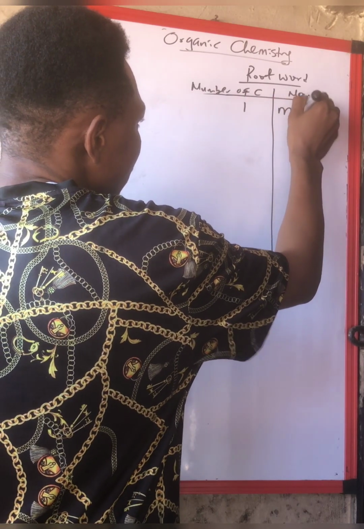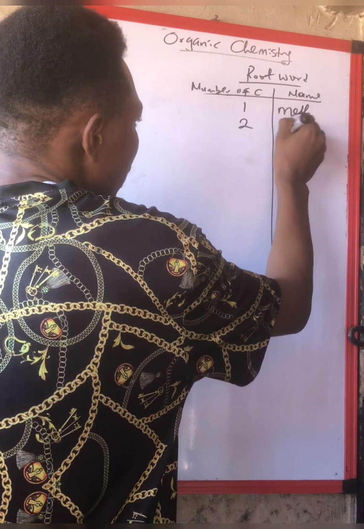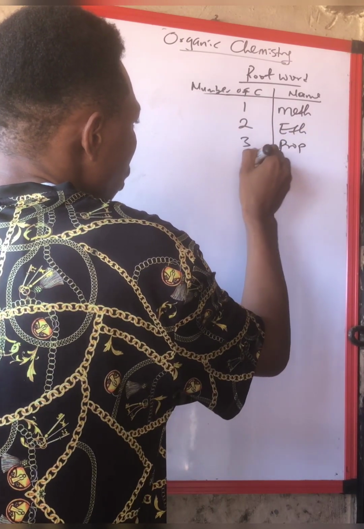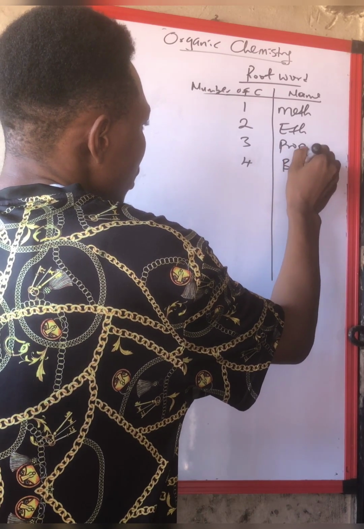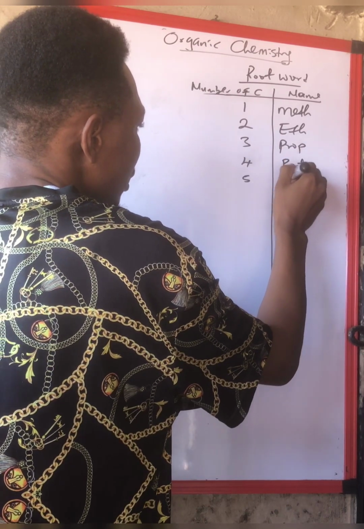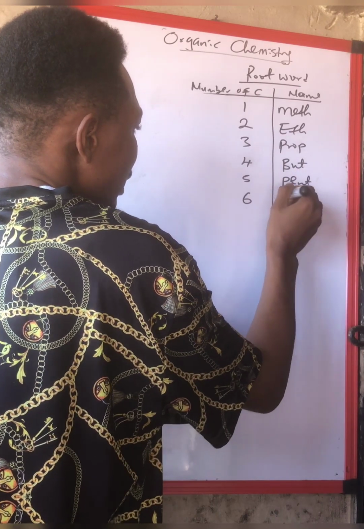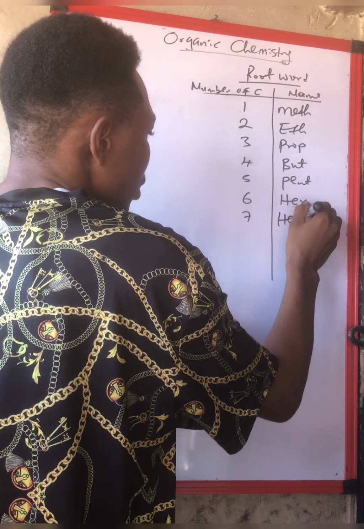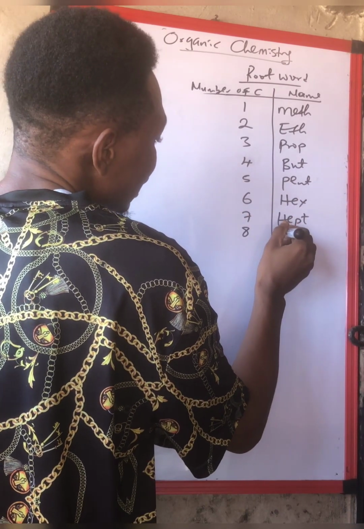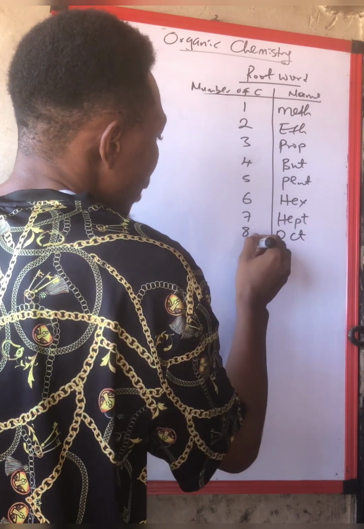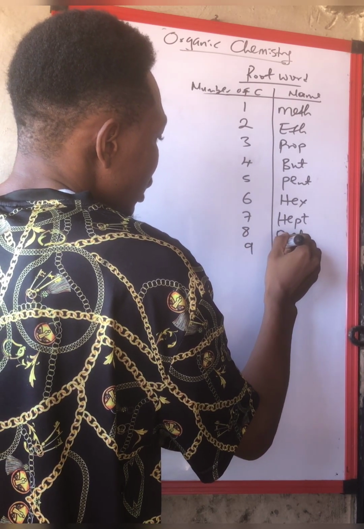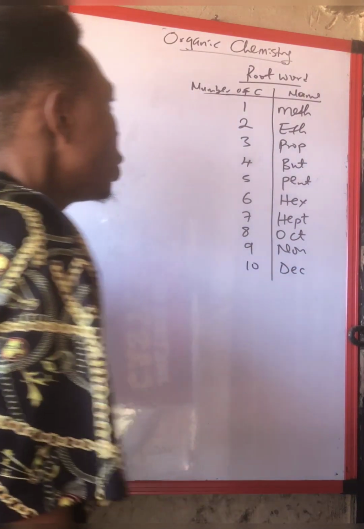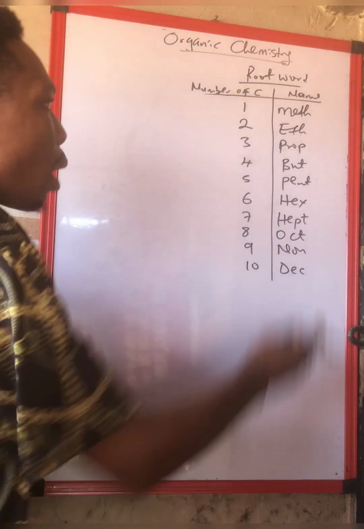Number one is known as meth. Number two is known as eth. Number three is known as prop. Number four is known as but. Number five is known as pent. Number six is known as hex. Number seven is known as hept. Number eight is known as oct. Number nine is known as non. And number 10 is known as dec. Okay, so all these are the number of the carbons and why these are the name.